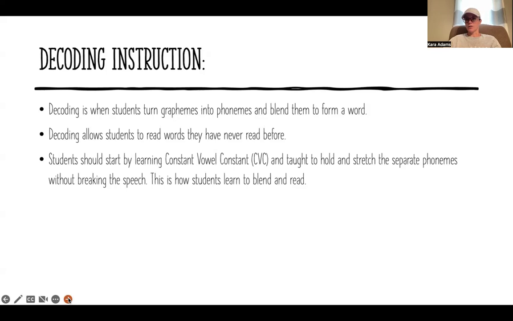When we're teaching our students to decode words, we need to teach the students not to break apart the sounds. We want them to kind of keep it all together. When we break the sounds apart, it's harder for them to remember the sounds as they're saying them.